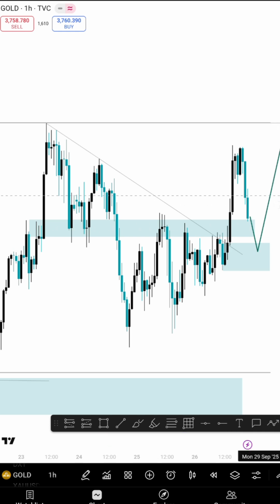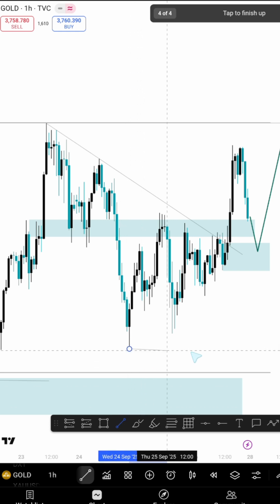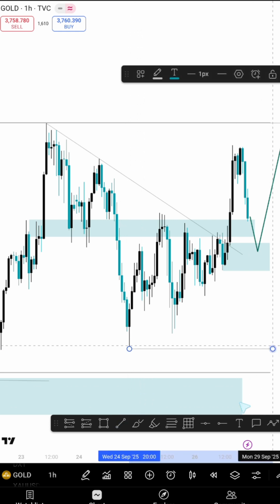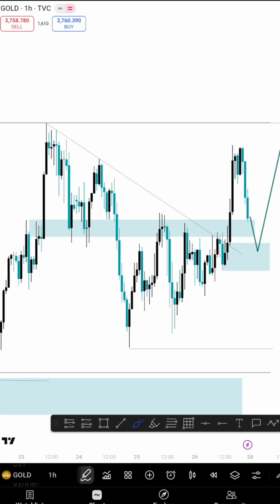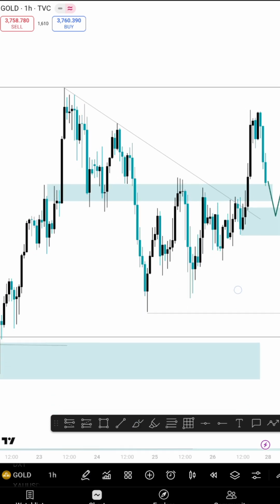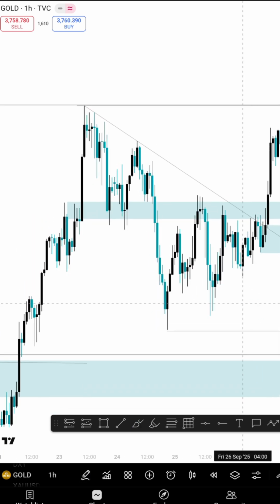So I personally will also be looking for confirmation entries. If we get rejections right here, then I could go for a long, targeting a new high. But I would love to see this get taken and this area tapped into. But we react, we don't predict. So whatever the market gives to us, we should be open to follow what the market gives.